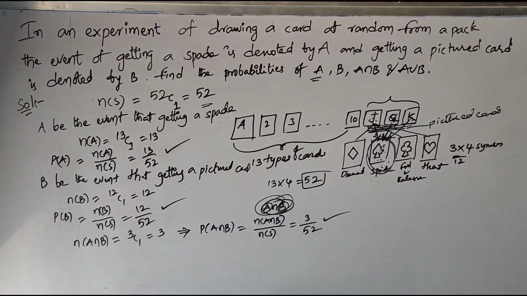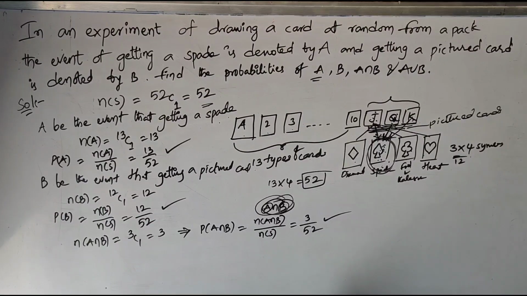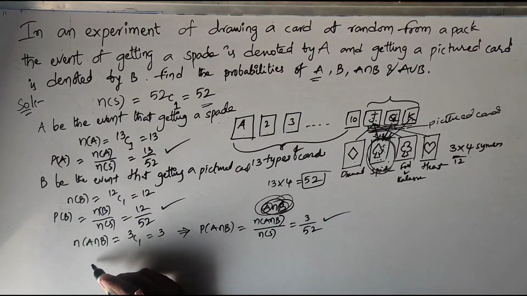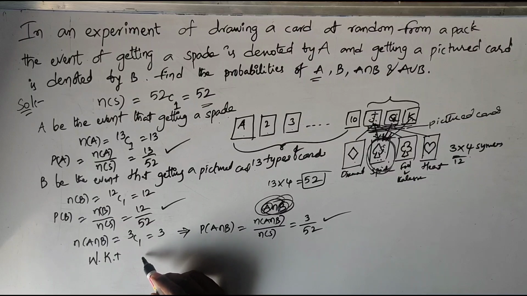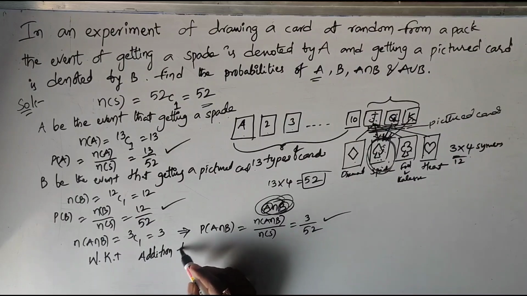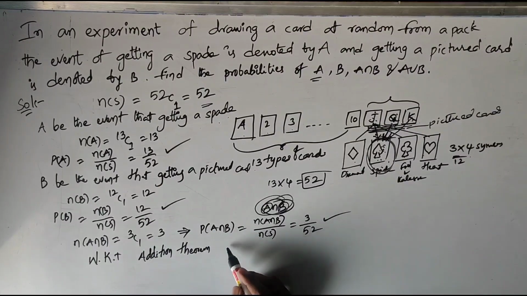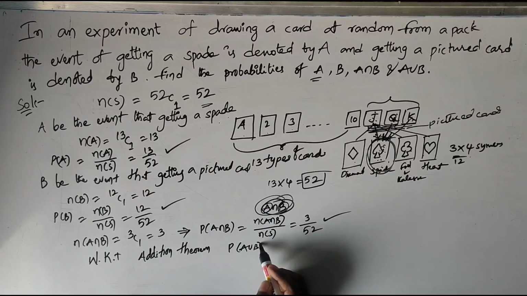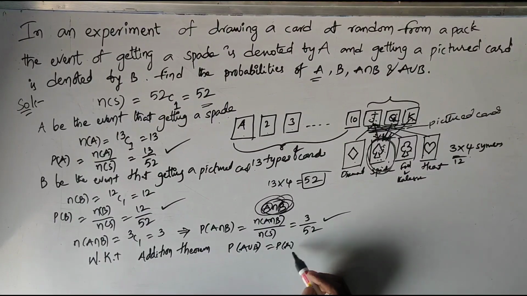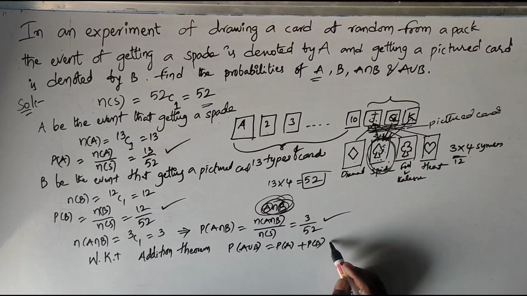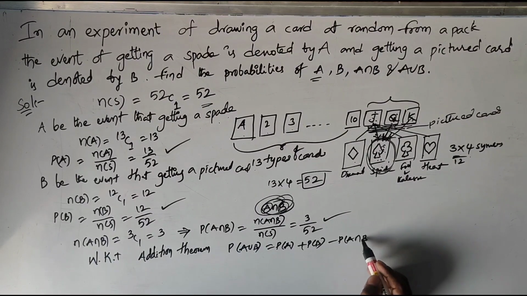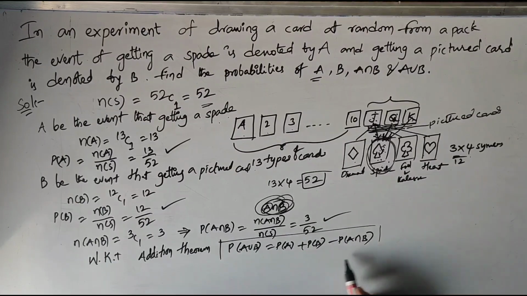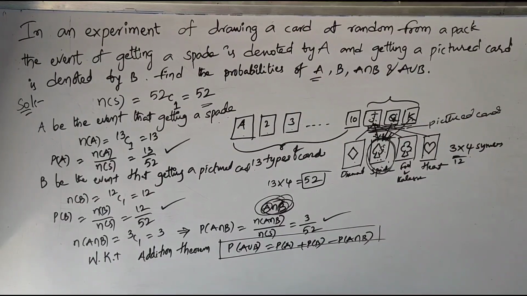Now we find A union B. For finding A union B, we will use one theorem, that is the addition theorem. P of A union B equals P of A plus P of B minus P of A intersection B. So this is called the addition theorem.